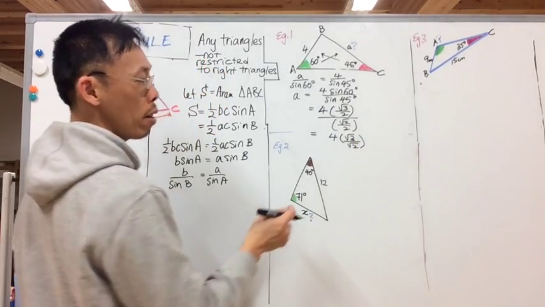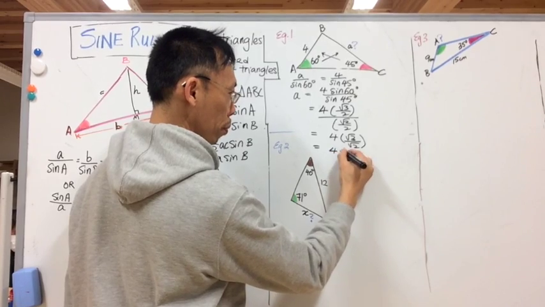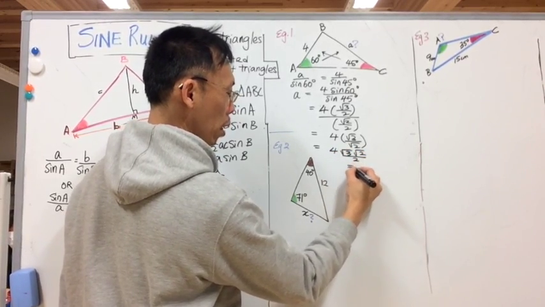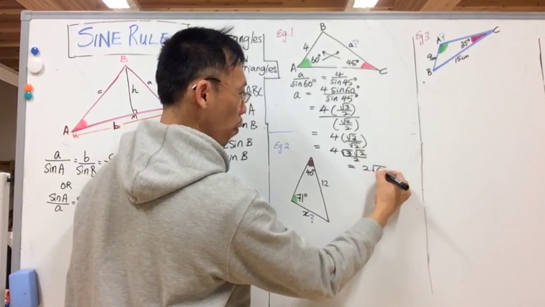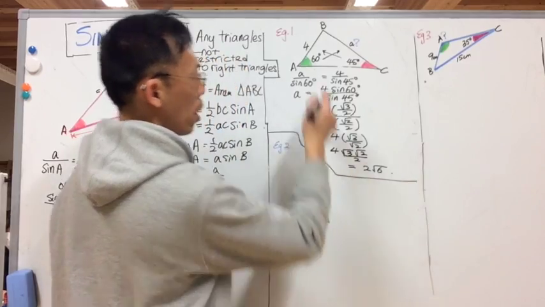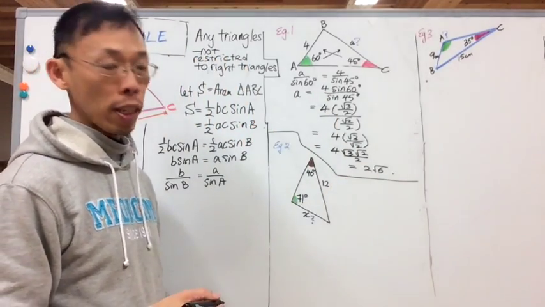Now you can rewrite this, and the answer is 2 square root of 6. So that's the answer for A. A here is 2 times square root of 6.